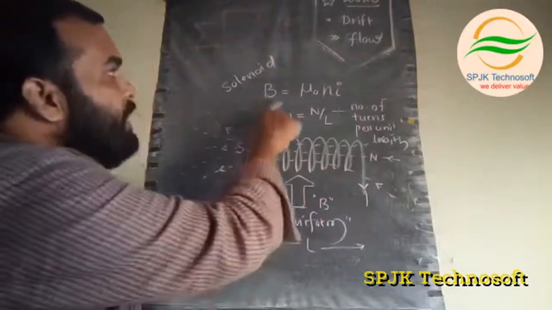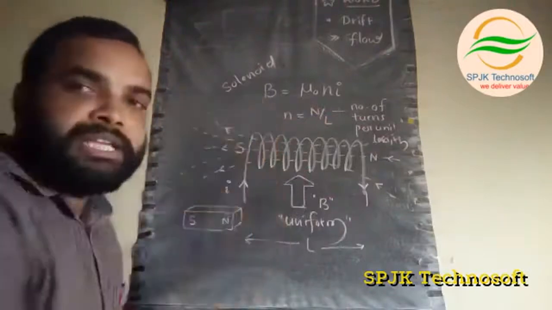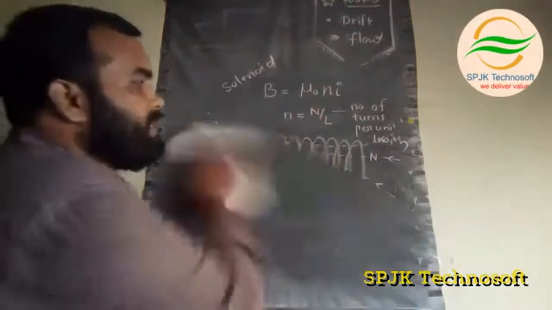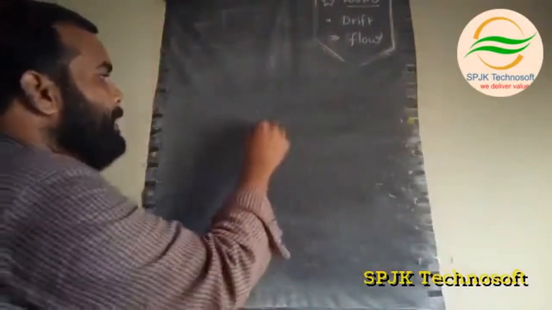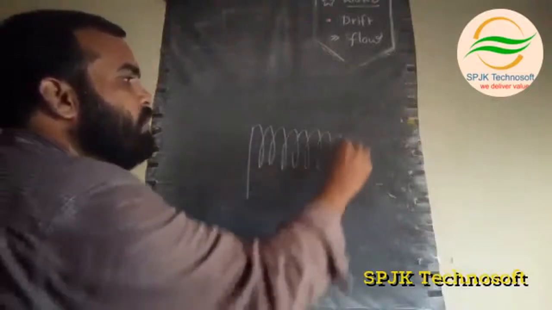Now, let us verify how to get this expression. Actually, the solenoid's magnetic field expression is obtained from Ampere's law. Let us see how to verify it. Here I have again taken a solenoid with a number of turns.